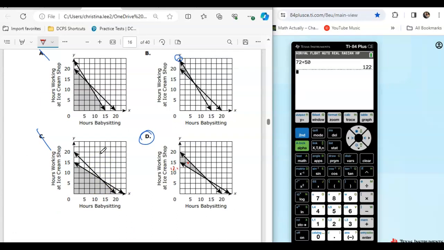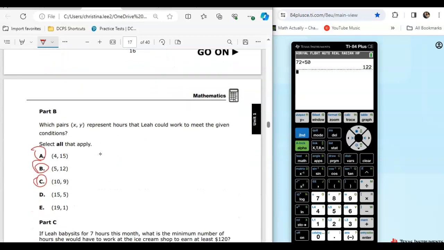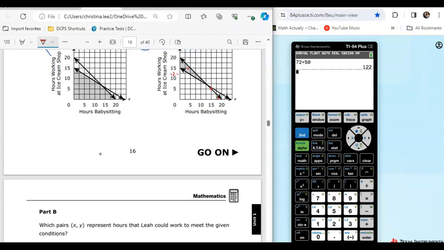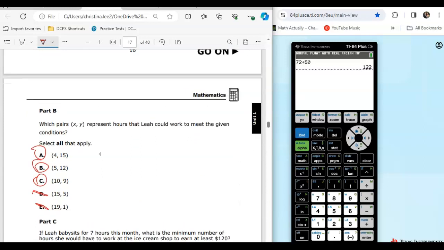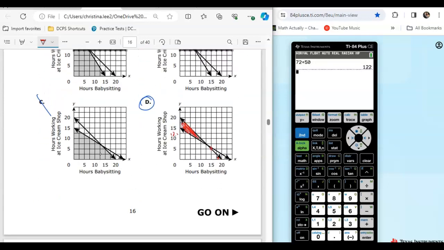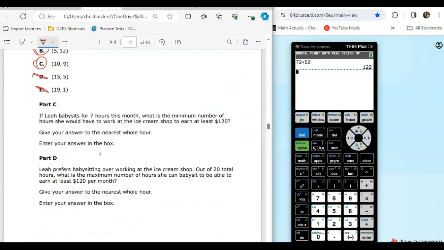15 comma 5. So we do 15 comma 5. That's down here. So we can see very clearly that is not in the gray. That is not going to work. And then similarly, 19 comma 1 is going to be all the way down here. That will not work. Okay, so A, B, and C do represent it because they are inside this gray area here. So this is dependent upon you first recognizing the correct graph, right?